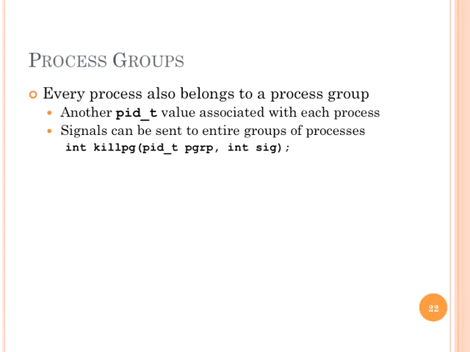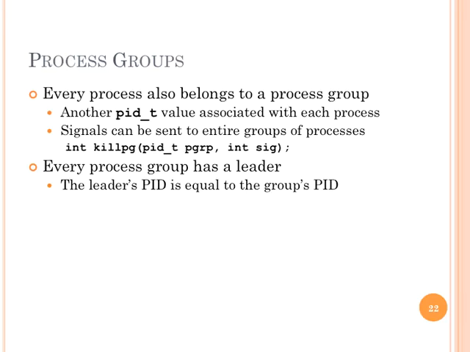So killpg is, I want to send a signal to all the processes in the group. It's a little bit weird that it's called kill. The signal sending function is called kill, not signal, because we already have signal for registering signal handlers. But kill is to send a signal to either the process group or a particular process. You can do either one. Process groups have a leader, and the process group ID is the leader's process ID. That's why we use process IDs for the groups.